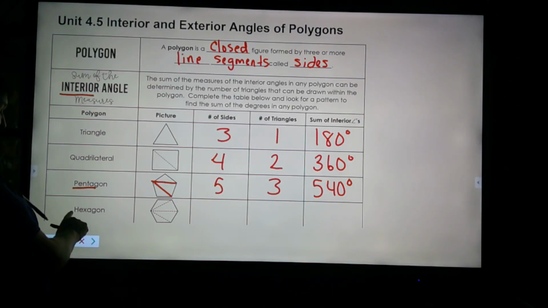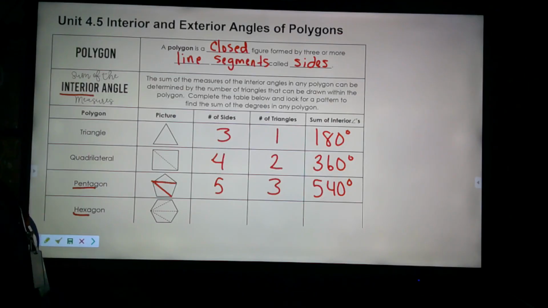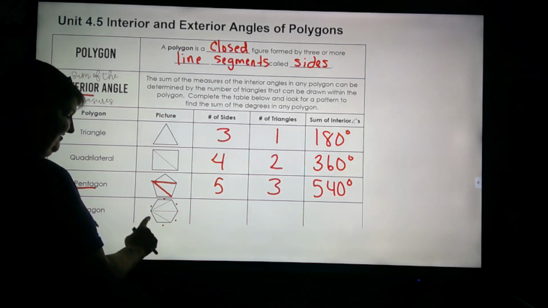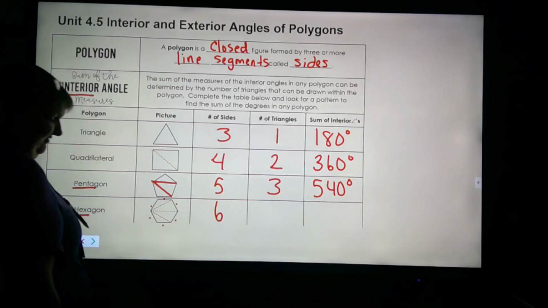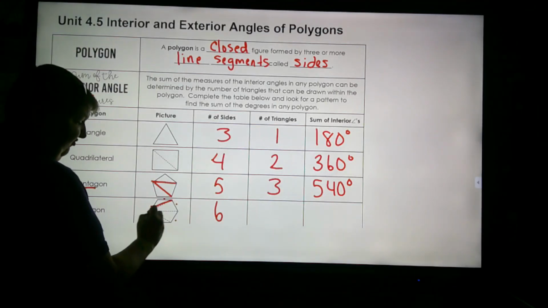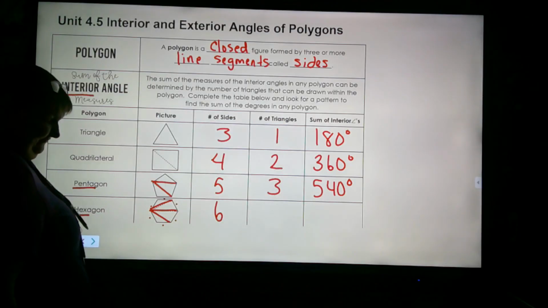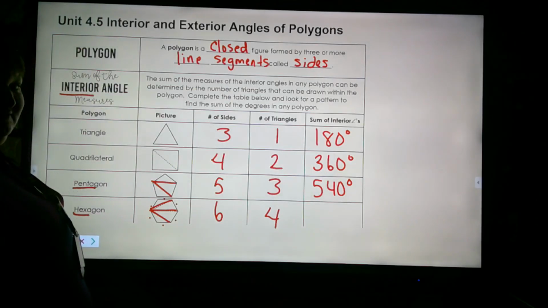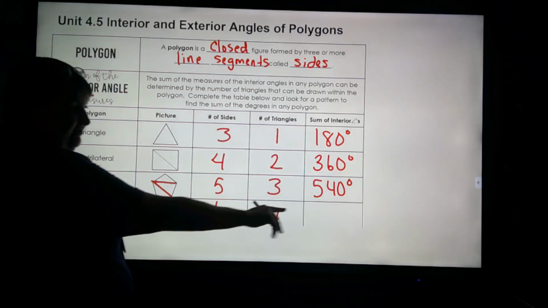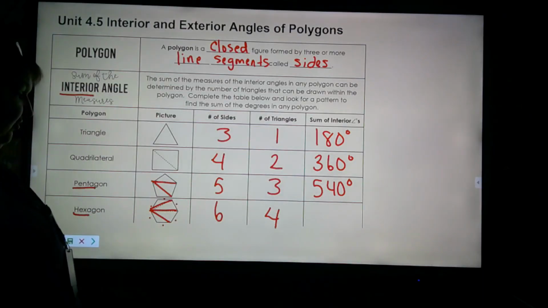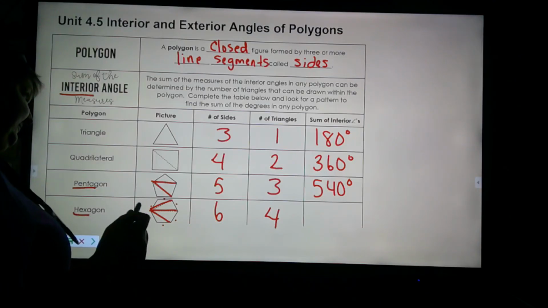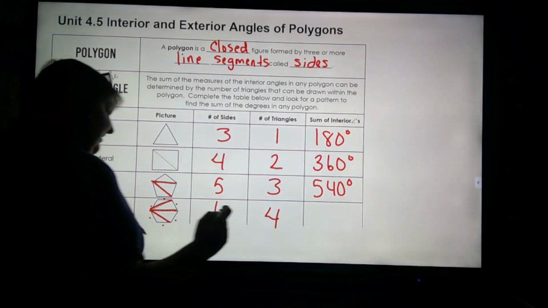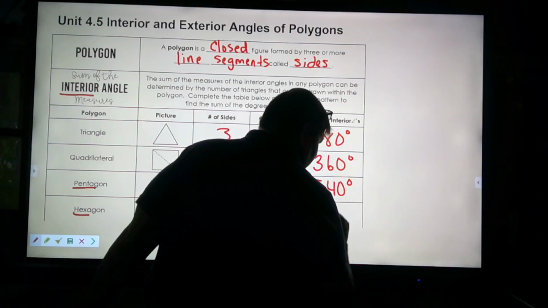All right, one more. Hexagon. It's 6 sides. 1, 2, 3, 4, 5, 6. You can make a total of 4 triangles. What do you think is the sum of the interior angles? If you know the pattern, you know what that total is. It should be 720 degrees.